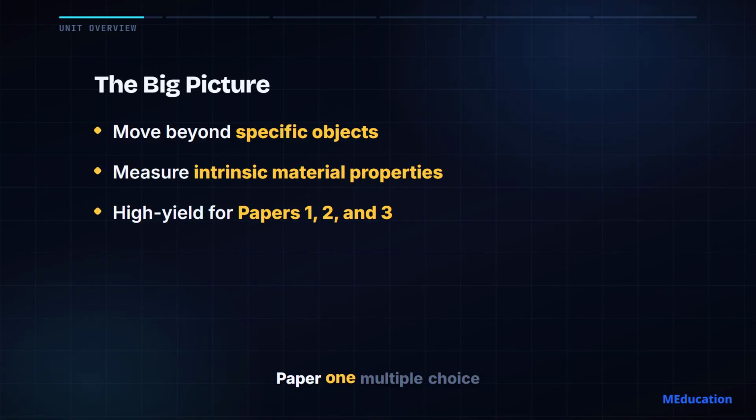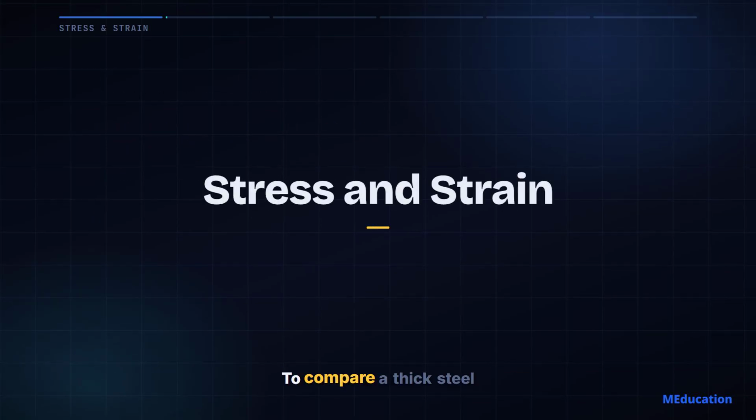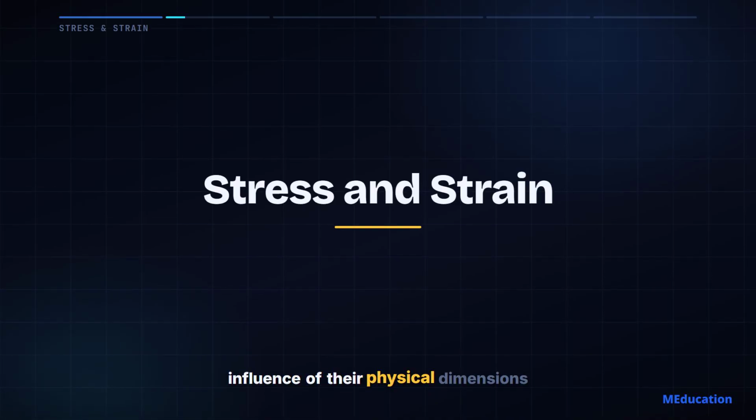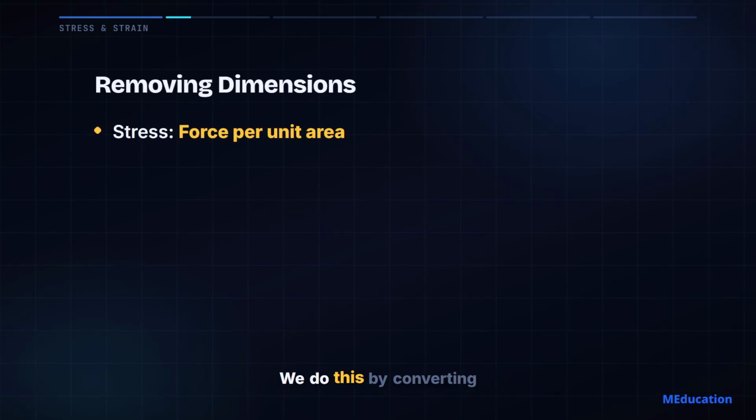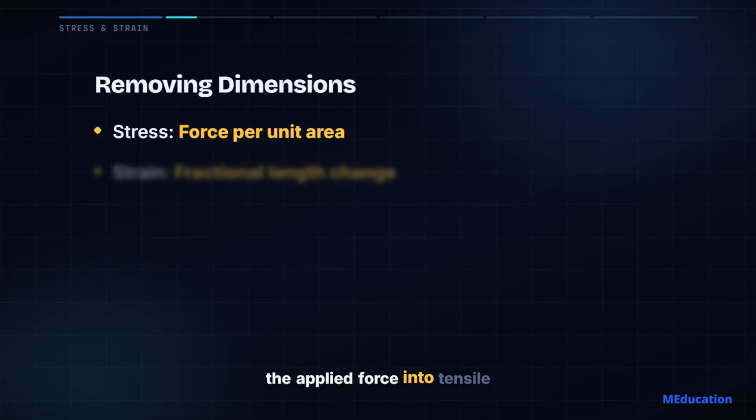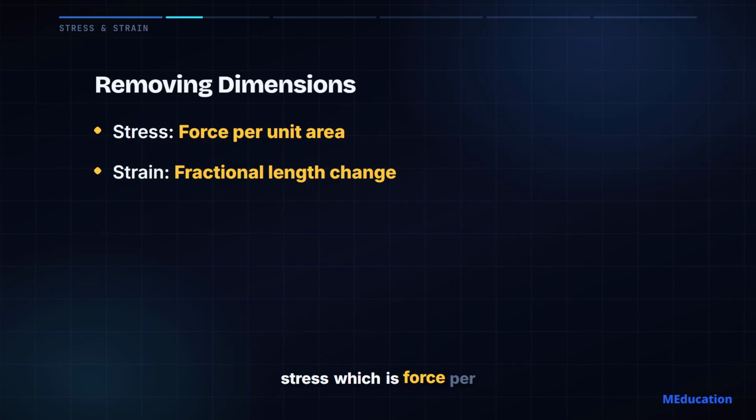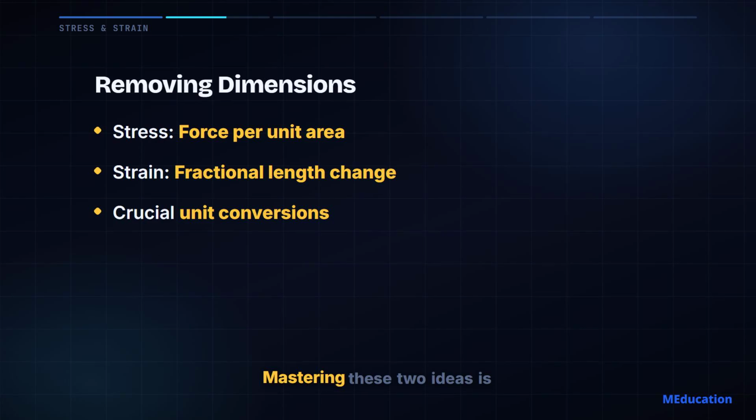You will see it in Paper 1 multiple choice, structured Paper 2 questions, and it is a classic setup for your Paper 3 practical. To compare a thick steel cable and a thin steel wire, we must remove the influence of their physical dimensions. We do this by converting the applied force into tensile stress, which is force per unit area. We also convert the extension into tensile strain, which is the fractional change in length.